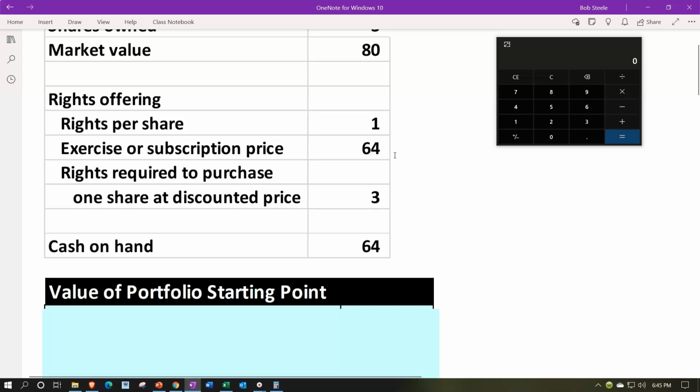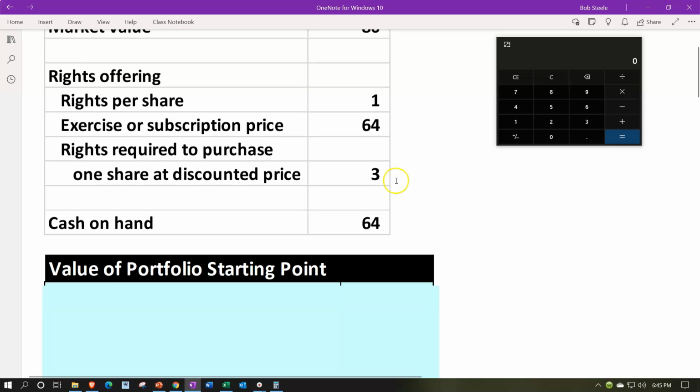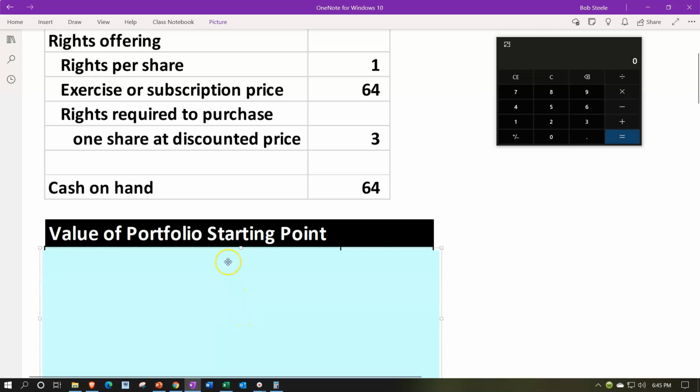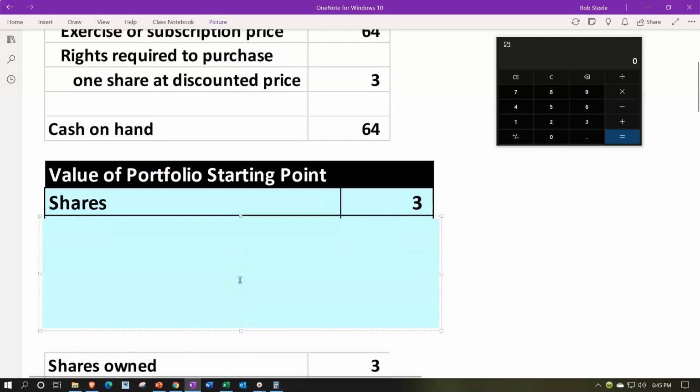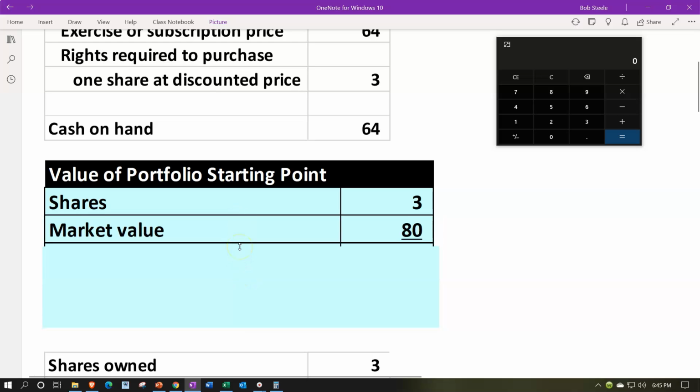Or if we don't, then we might get some cash with regards to the right itself. So let's think about how this would happen. We're going to start with the value of the portfolio at the starting point. Before this whole rights offering took place, we had 3 shares. The market price was 80. 80 times 3 is 240.